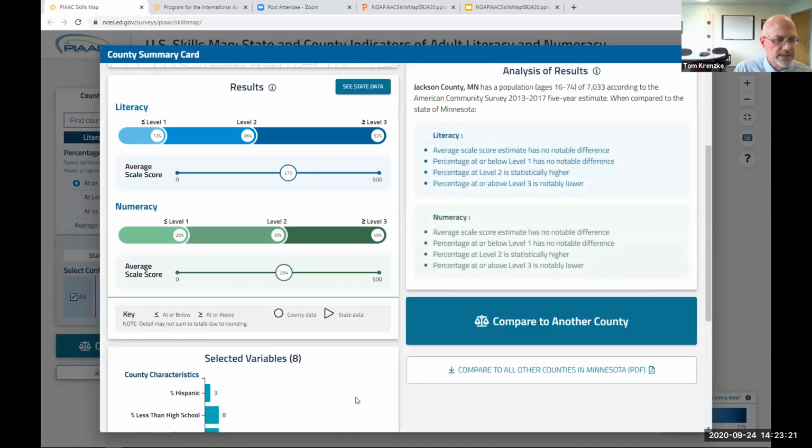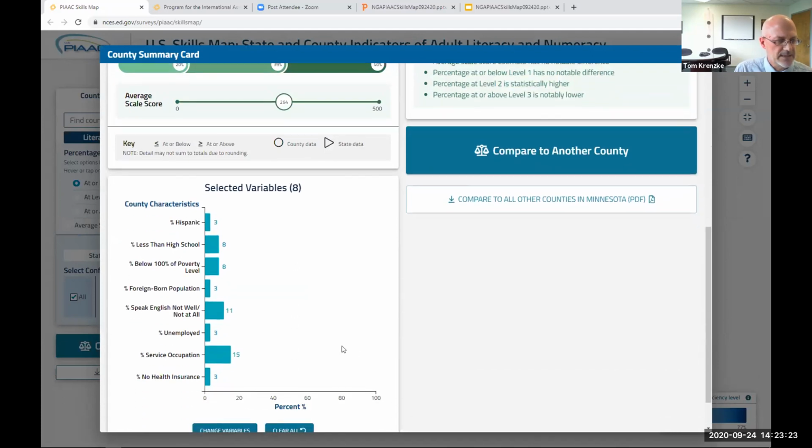So some of those are in the model for small area estimation and some are not, but those are the ones that I'm interested in for this county. And you can see some of the statistics that help explain a high level of literacy in Jackson. One example is the low percentage with no health insurance.